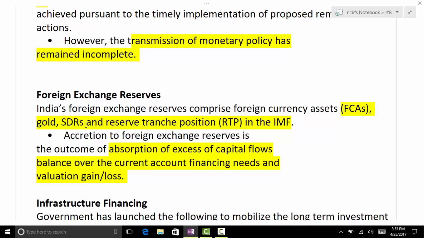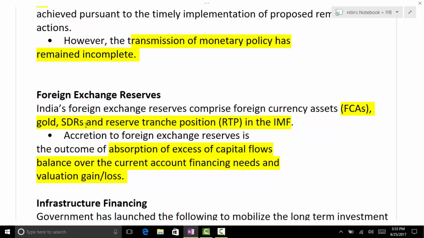Right, and this is given in decreasing order. Remember this as well. These foreign currency assets constitute around 93% of overall forex. So you can see the maximum quantum is of FCAs, foreign currency assets. Then gold, SDRs, and RTP. RTP is what? Reserve tranche position in the IMF. What is this? Yes, Priya, do you remember? RTP.